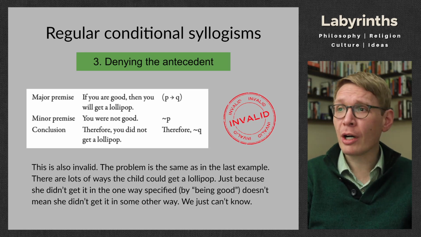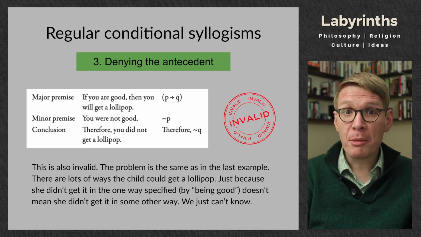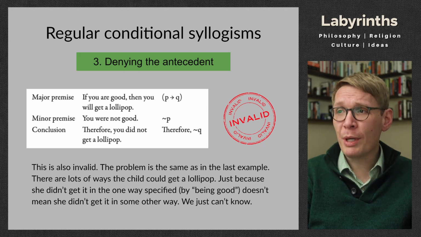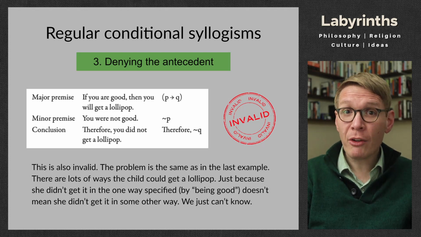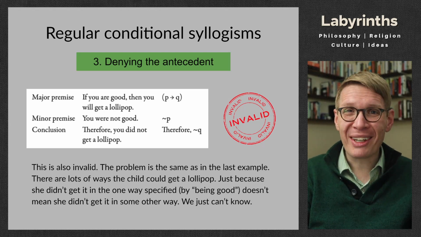You can't draw a conclusion like, well, I know for sure the kid doesn't have a lollipop. Maybe she found one. Maybe she picked one up. Maybe she got one for some other reason. All we know is that the antecedent in this case did not apply. So if she does have a lollipop, we could say we know she didn't get it because she was good, but we can't conclude that she doesn't have a lollipop.